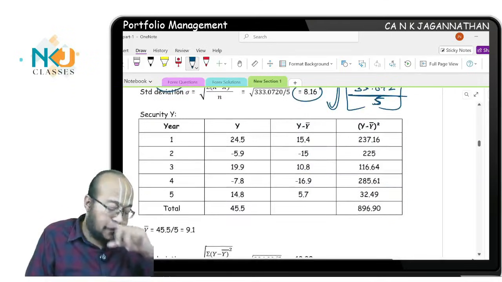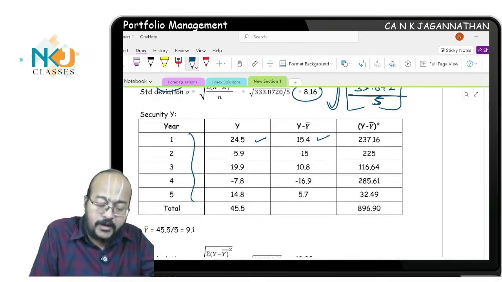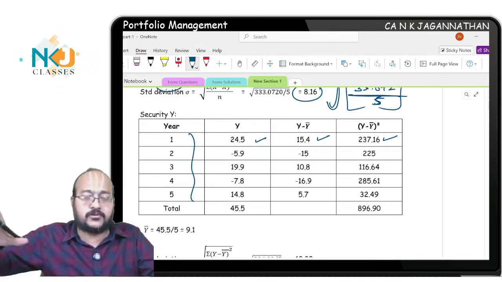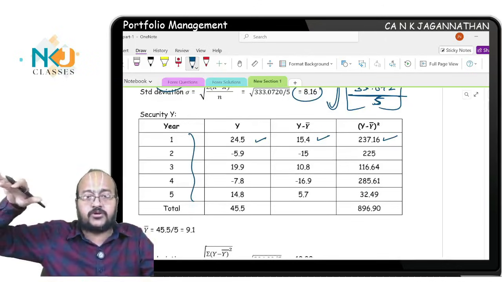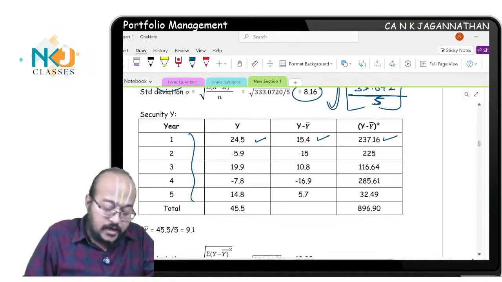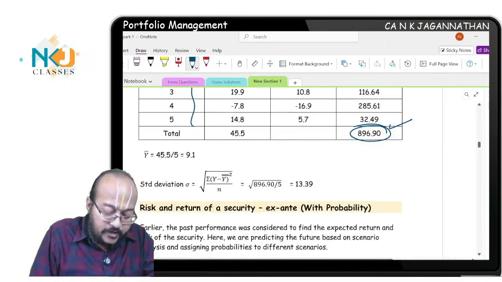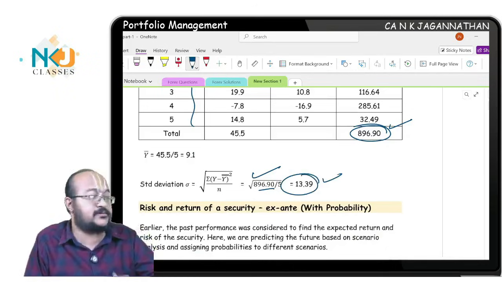For security Y, in the same way you can compute for all these 5 years, Y minus Y bar the whole square. These are all the different columns. So what is the formula for standard deviation? Standard deviation is the square root of the summation of Y minus Y bar the whole square divided by n. This is 896.9 divided by 5. Take the square root, and you will get 13.39 as the standard deviation.